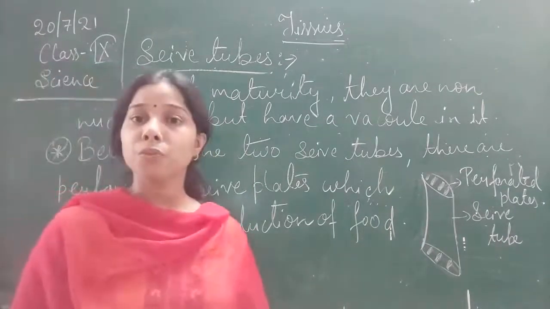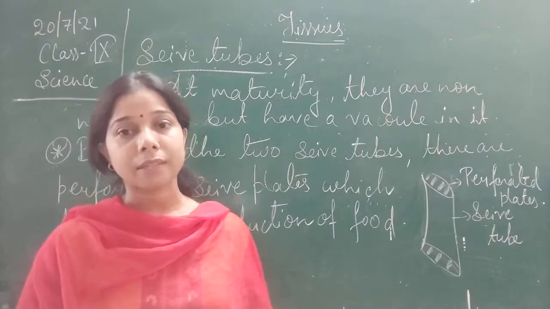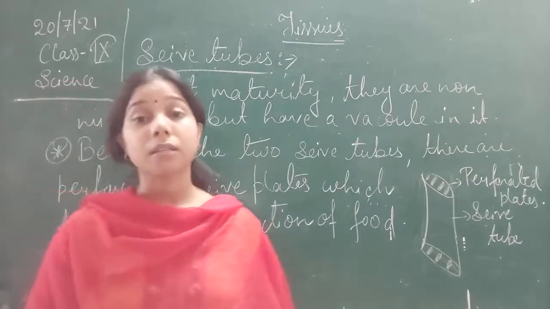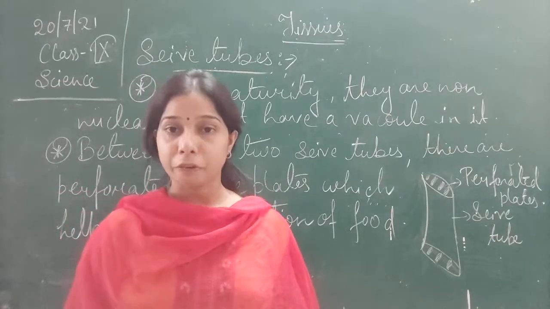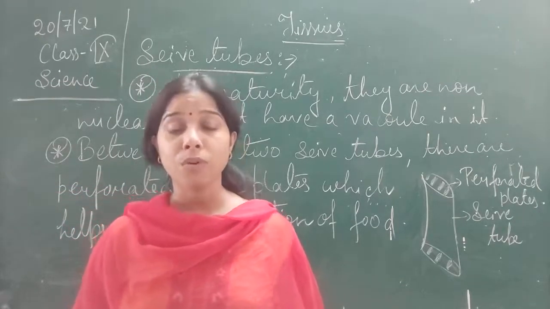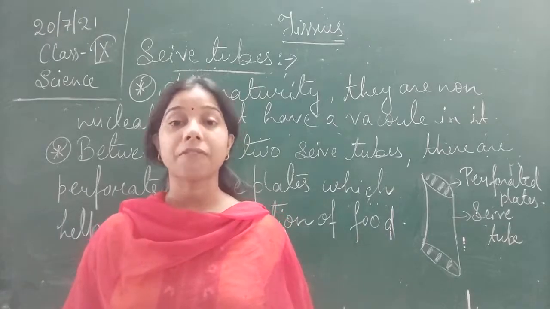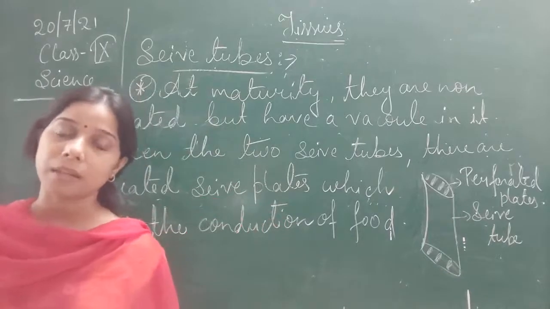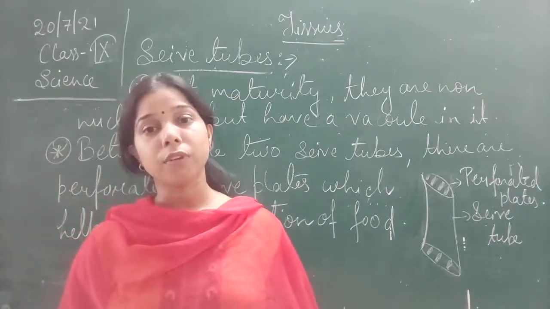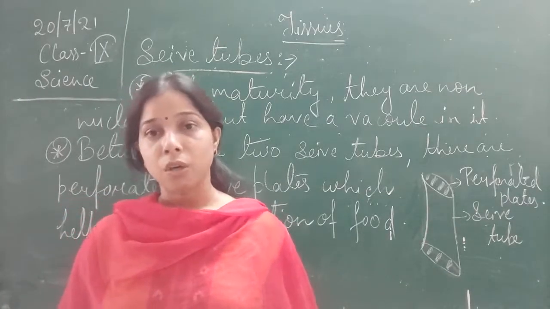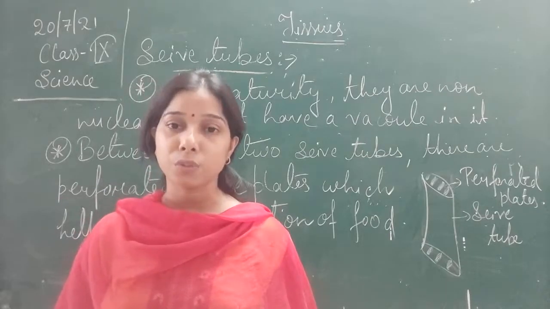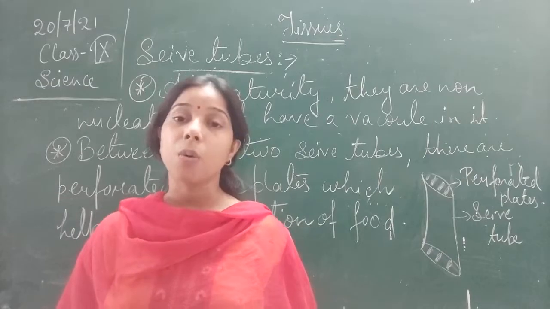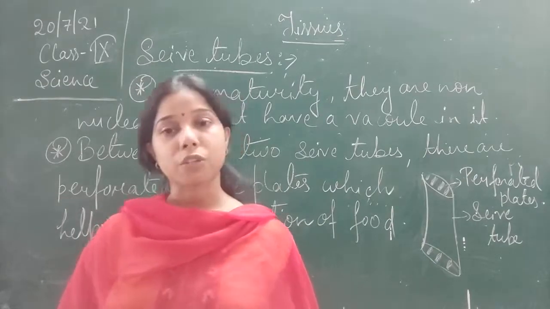So this is about the sieve tubes: they are non-nucleated at maturity but have a vacuole, and they have a perforated sieve plate with pores. Because of the perforation, the food can be conducted from one sieve tube to another, and ultimately the food reaches its place. This is how the sieve tubes, or phloem tubes, help in the conduction of the food.